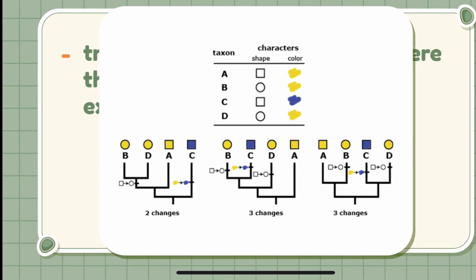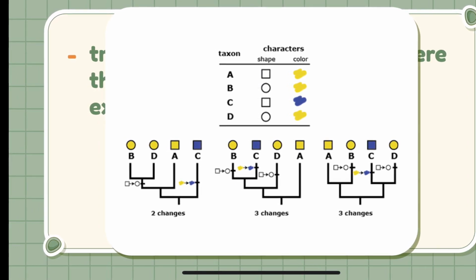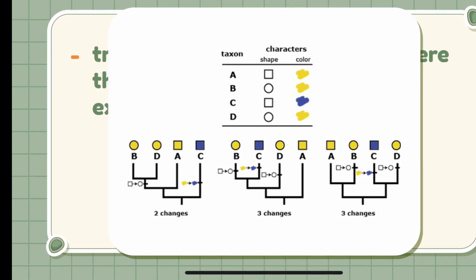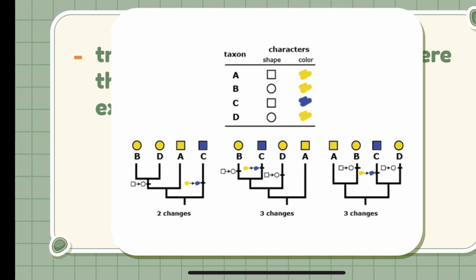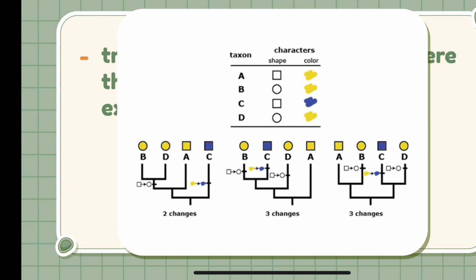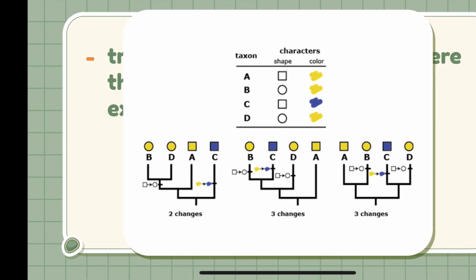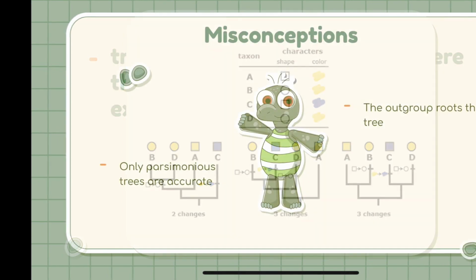And as you can see on the other 2, it took 3 steps, meaning they're less parsimonious. However, the other 2 are also correct. It's just that using the concept of maximum parsimony creates the easiest tree. As we can see, the first one is the easiest to interpret because there are only 2 steps.